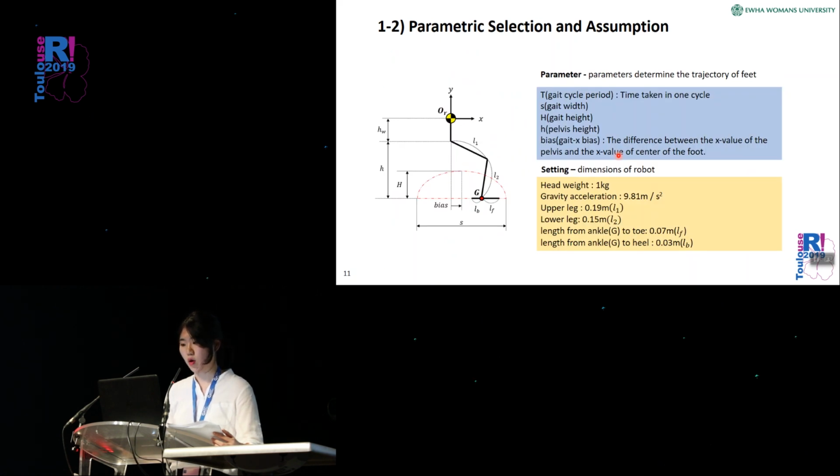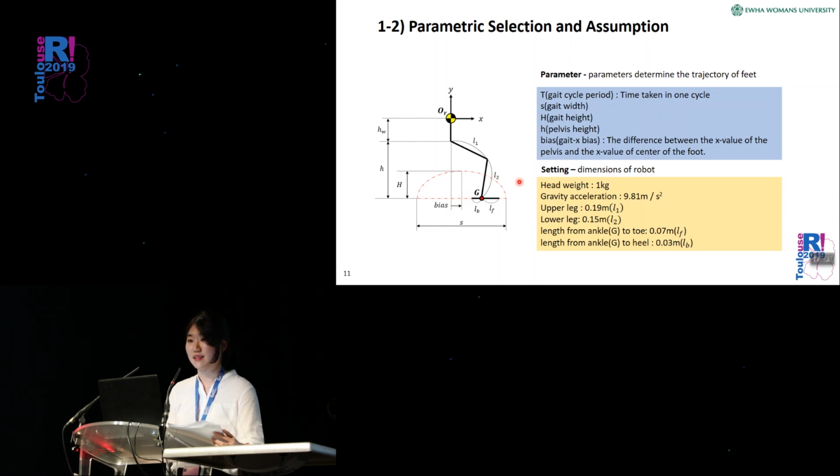The following is about parameters and setting of the robot. There are 5 parameters, and parameters determine the trajectory of feet. T is time taken in 1 cycle. This is 1 cycle, and T is time taken in 1 cycle, and then S is gait width, and big H is gait height, and small h is pelvis height. And bias is difference between X value of pelvis and X value of center of foot.